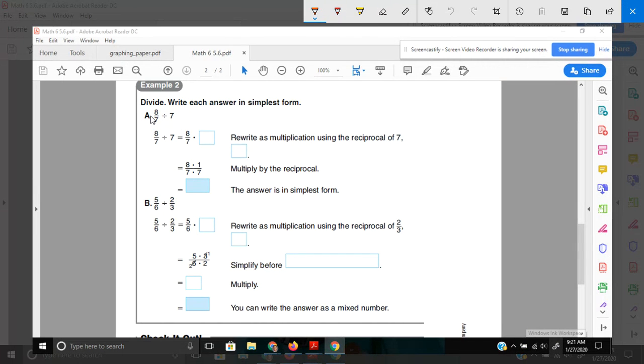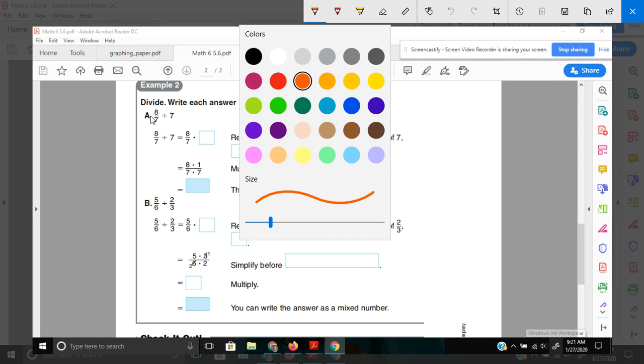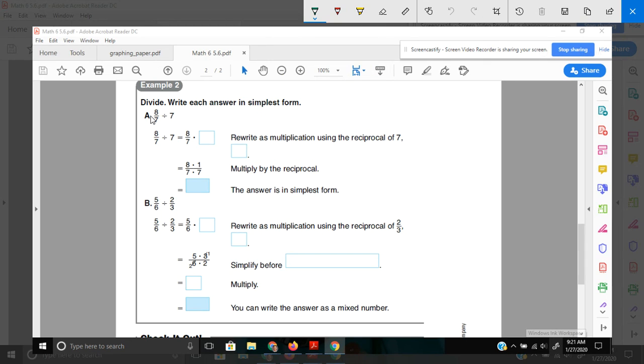Because, and here's another suggestion that sometimes students like, is that when you divide fractions, you actually don't divide at all.